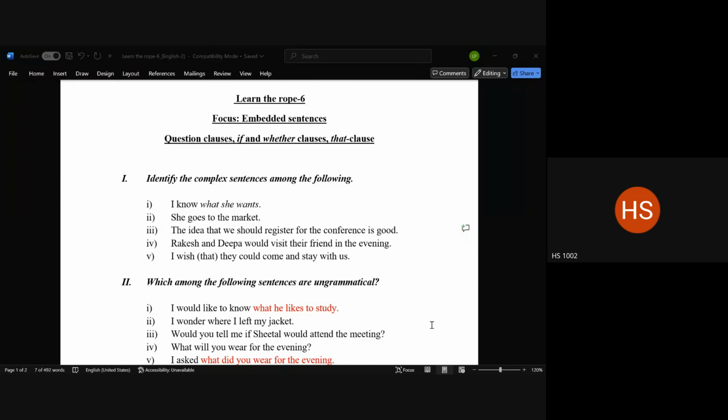I've added an additional subordinate clause here. Which one is that? Ma'am, what you have asked, please repeat it once again. What is the additional subordinate clause that I have added to the second sentence?